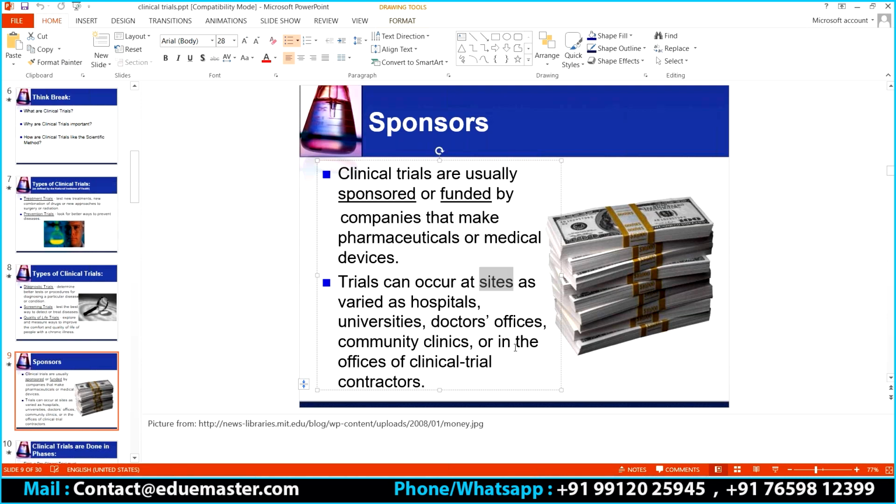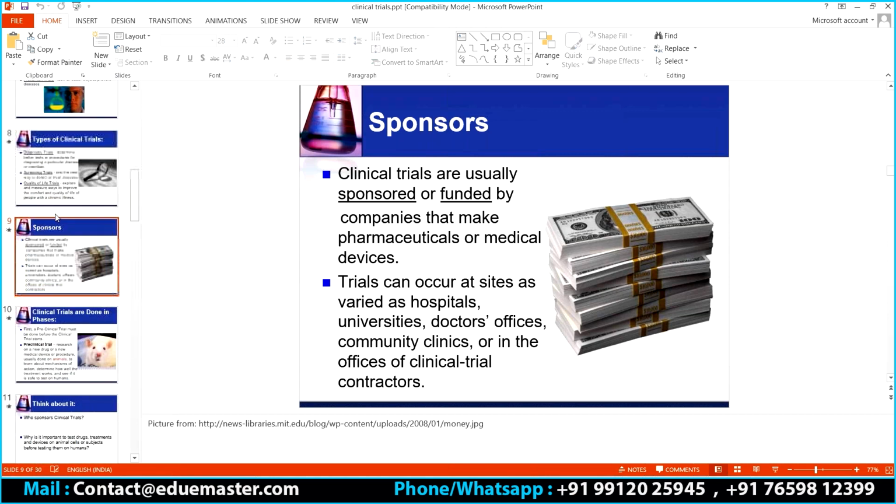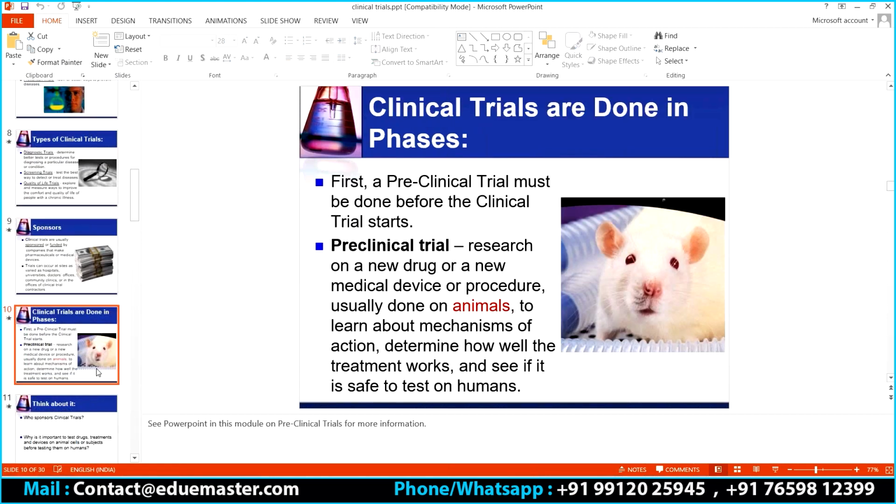All right. So before we go into more detail, let's look at the various phases of clinical trials. Clinical trials generally happen in phases, right? The very first step is the preclinical trial.